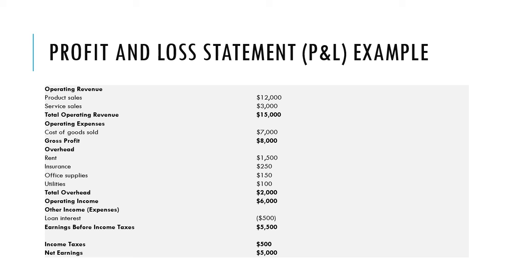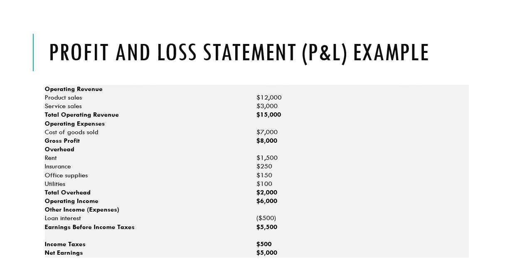For the overhead, rent is $1,500, insurance $250, office supplies $150, and utilities $100, with the total overhead being $2,000. Operating income is $6,000 after the gross profit minus the overhead.